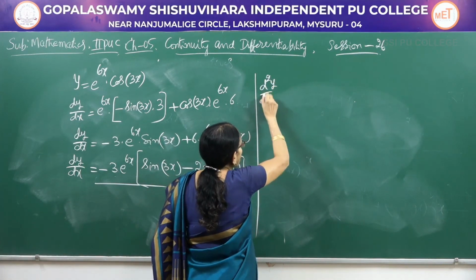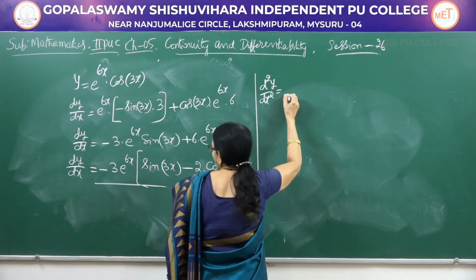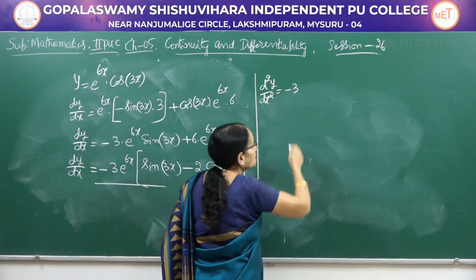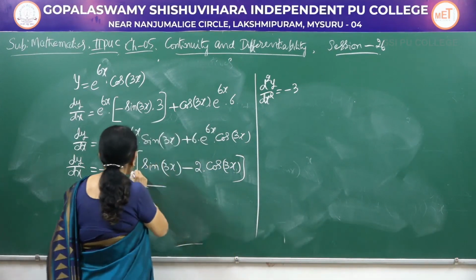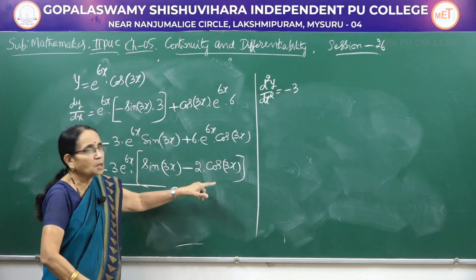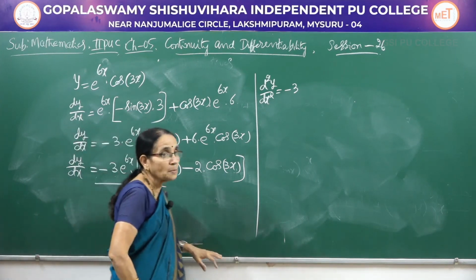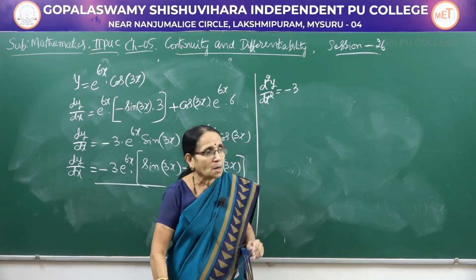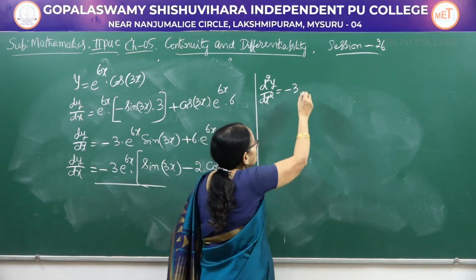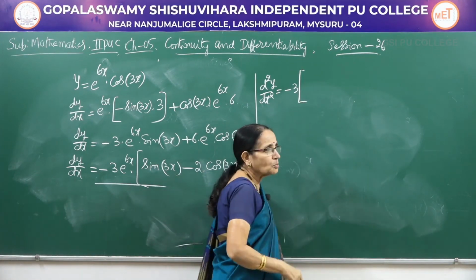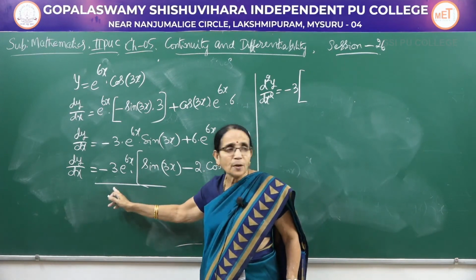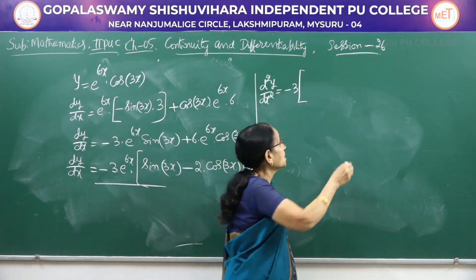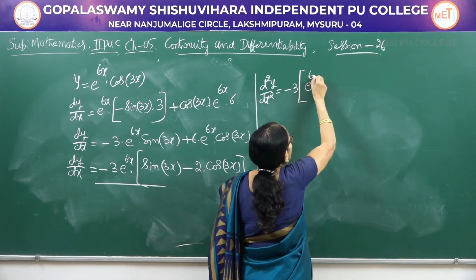So d square y by dx square would be equal to, you keep that minus 3 outside, then apply the product rule. It is e to the power 6x into this function. That is where you have to apply the product rule. But be careful here, minus 3, you have more brackets when you have the negative terms. First function, e to the power 6x, write it as it is.